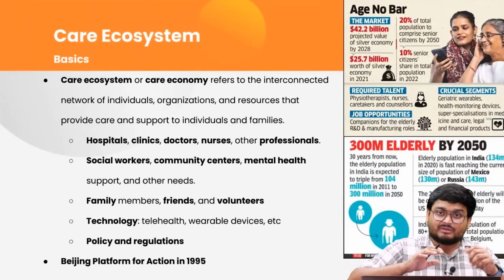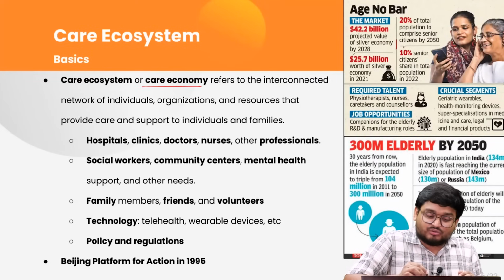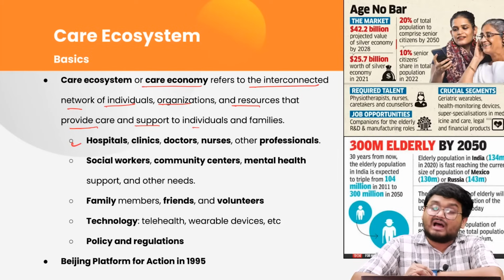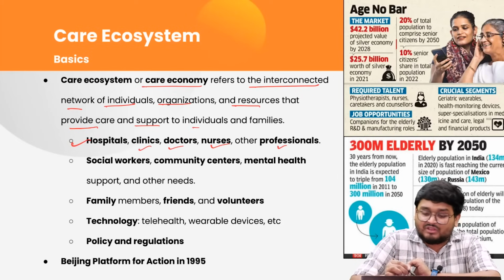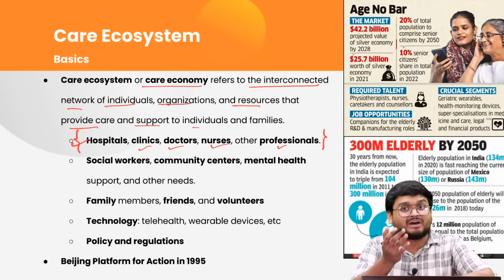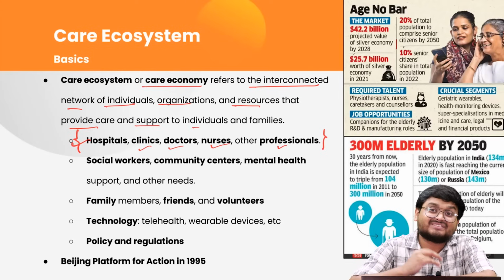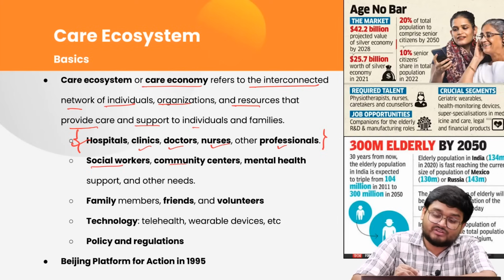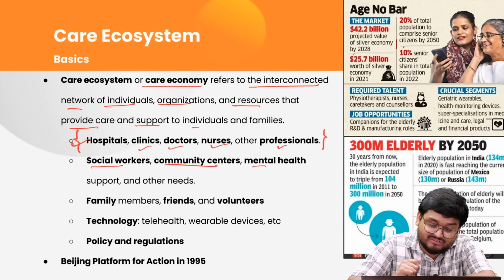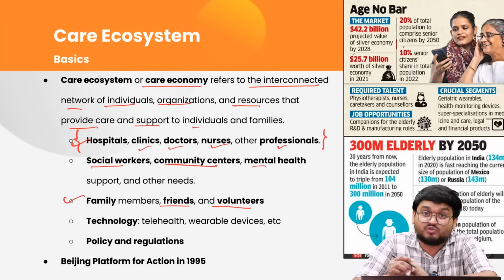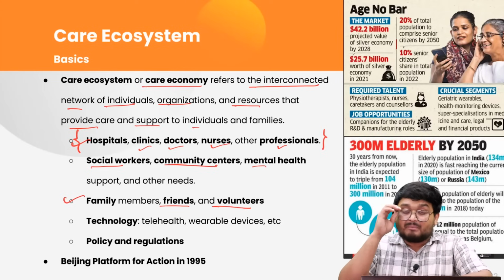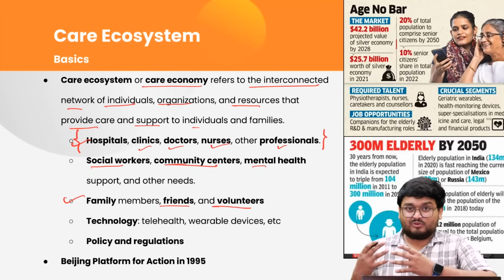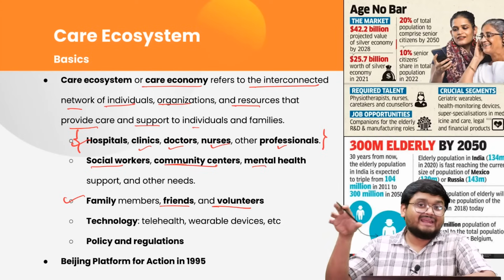Now, if you have to define the care ecosystem, or care economy, comprehensively, it refers to the interconnected network of individuals, organizations and resources that provide care and support to individual members and families. Some examples are hospitals, clinics, doctors, nurses and other professionals. These are well recognized, but there are others who also contribute to the care economy, maintaining social, physical and mental well-being of the people, via social workers, community workers, mental health support experts and others. We also have family members, friends and volunteers who contribute voluntarily to the welfare of the people, particularly the elderly, where their own family members or old age homes take care of them.